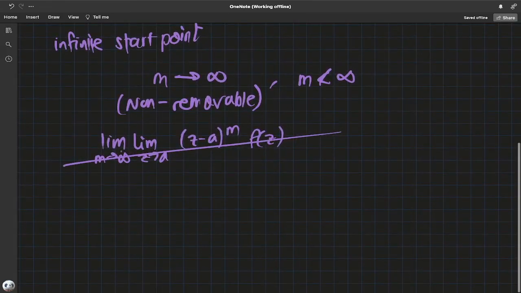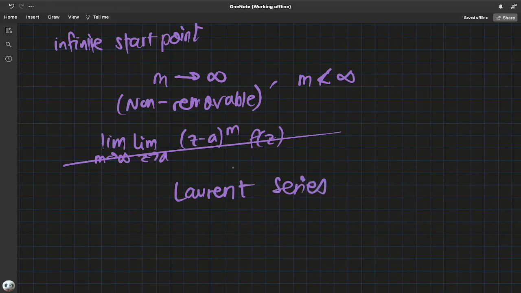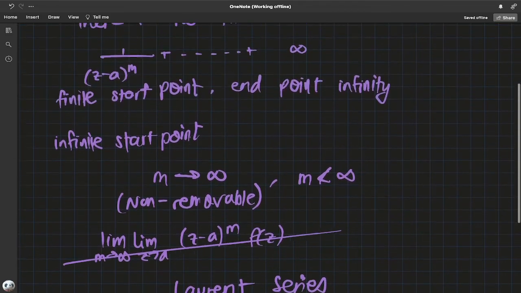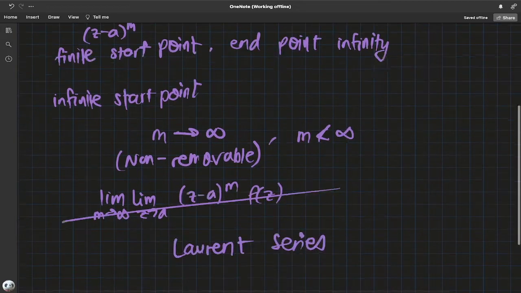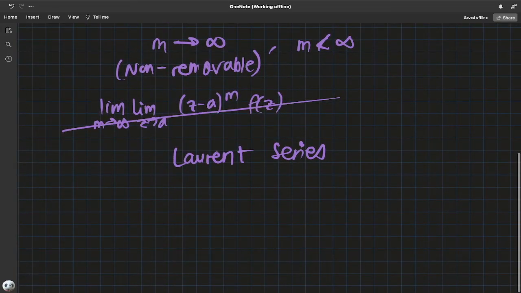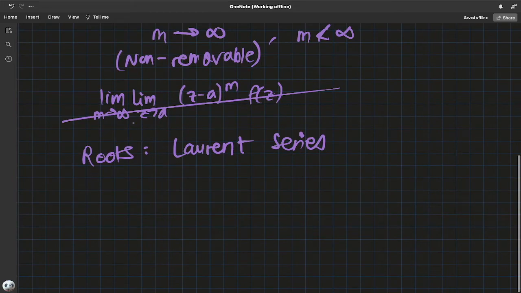What we can do is write down the Taylor series or Laurent series for such things, because we don't really have a choice. This method of multiplication was really nice as long as they were removable, as long as there was a finite starting point to our Laurent series, but now we don't, so we just have to go back to the roots. We can't escape the harsh reality. Poles made it seem like we could escape the harsh reality, but we can't really with these non-removable ones.